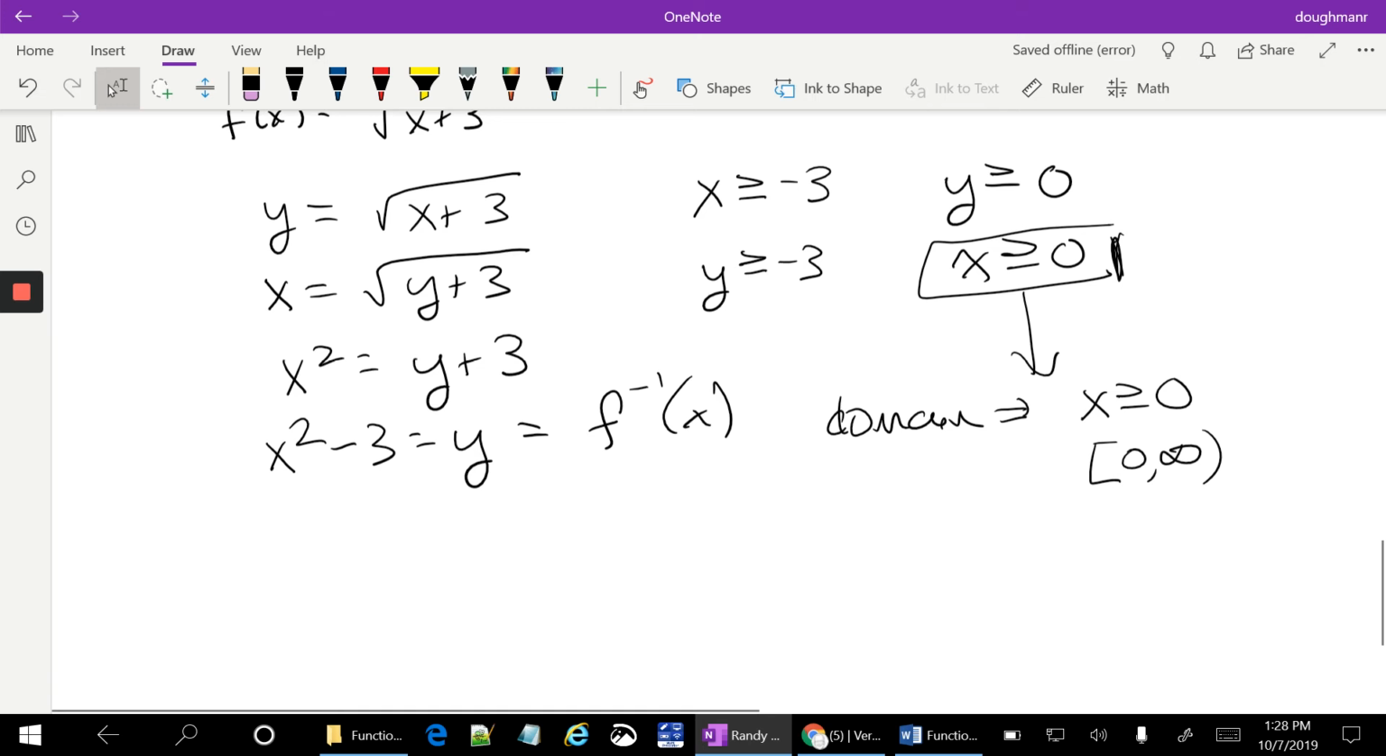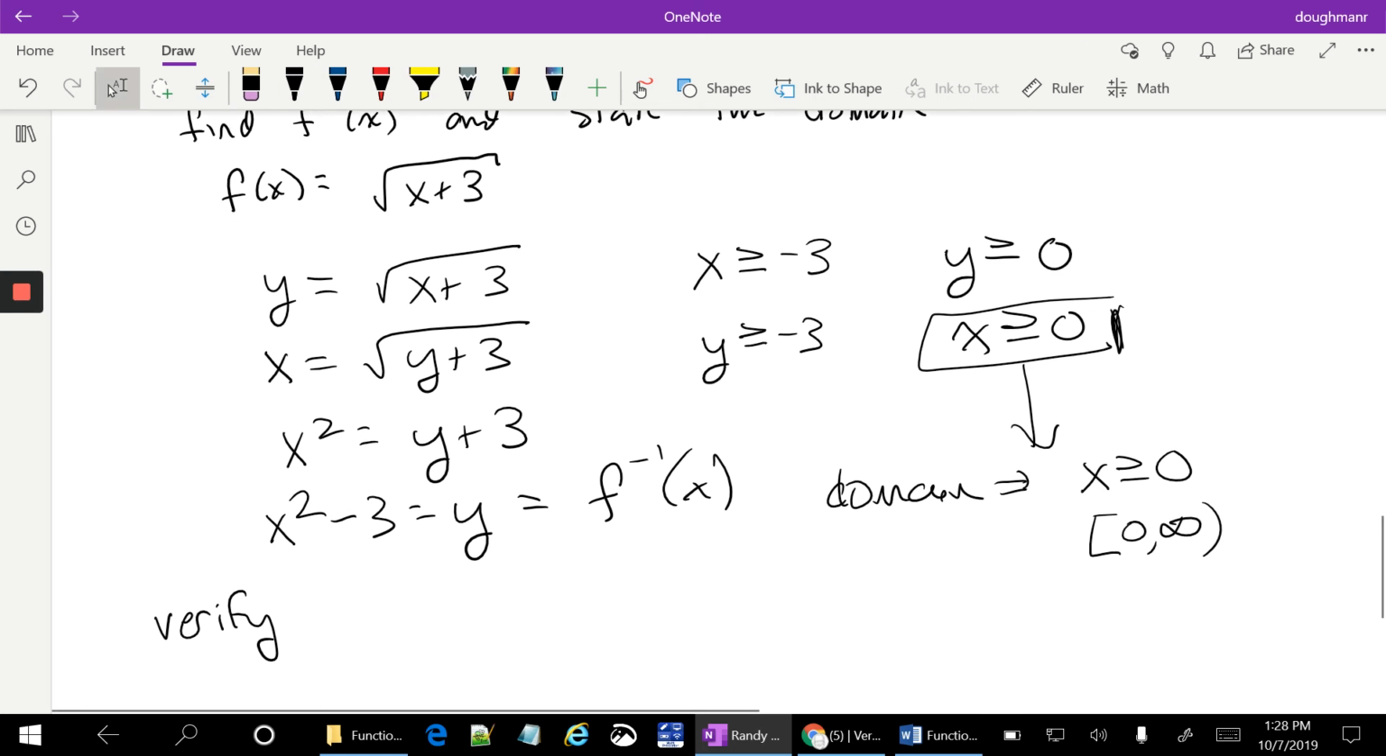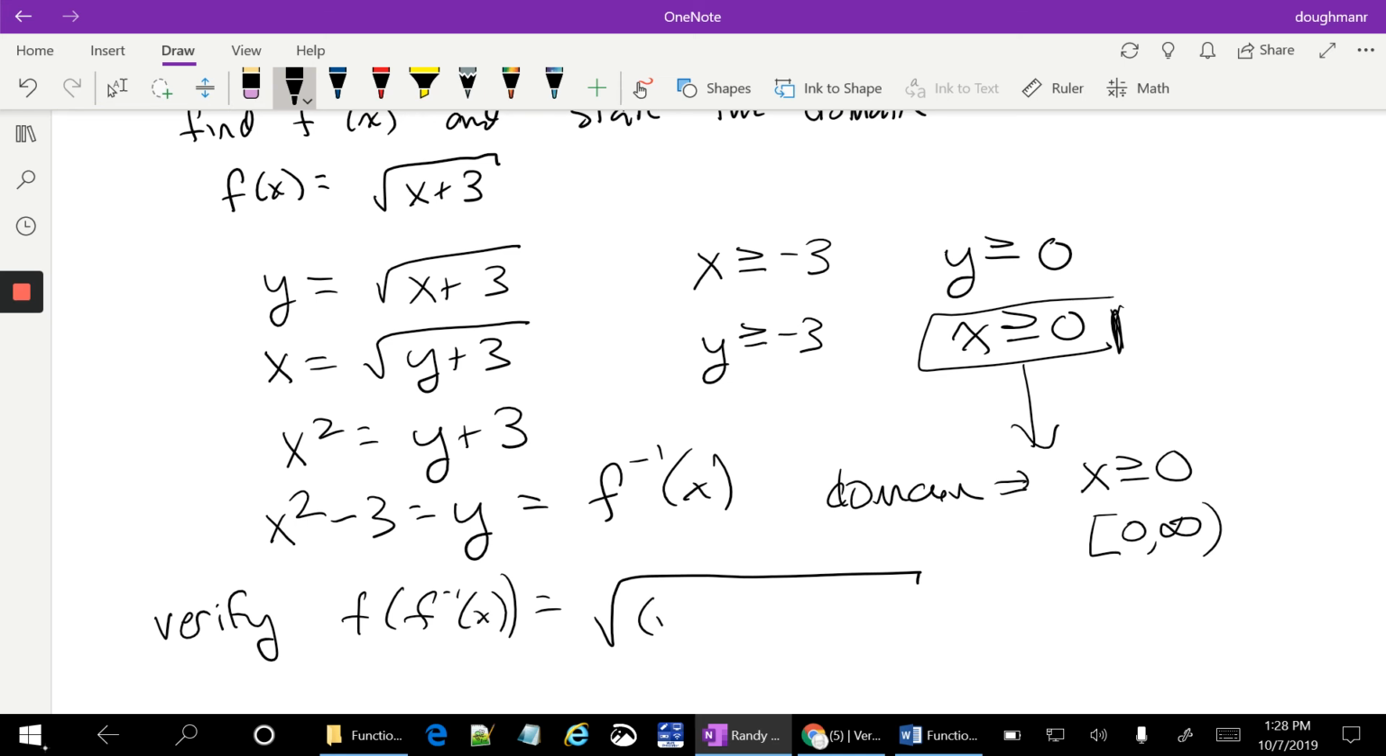Just because we can, let's verify that these are indeed inverse functions. So let's take f of the inverse of x. So I've got the square root, and instead of x, let's put in x squared minus 3 plus 3.